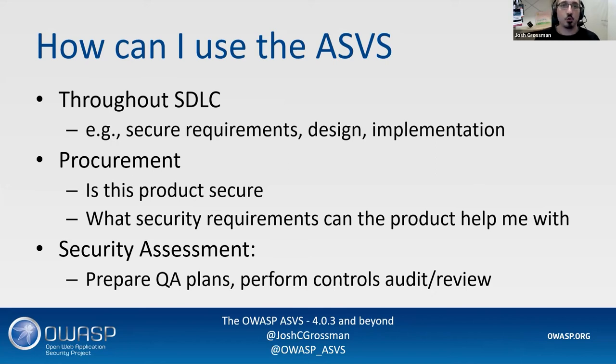And that may be trying to make sure that third-party products you're bringing into your environment, or that you're using, are following a security standard, an application security standard, and are being built in a secure way. Another interesting way it could be used in procurement is if you're buying a security product or a security service and you want to understand which of these requirements this product is helping you comply with. If this is a web application firewall, which of the ASVS requirements can it help with? Which will it be able to enforce?